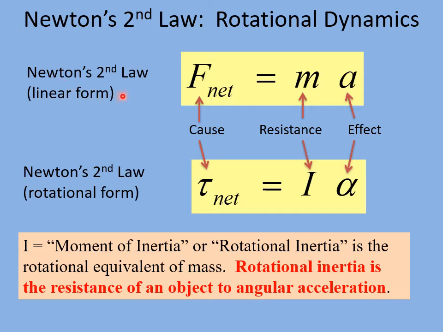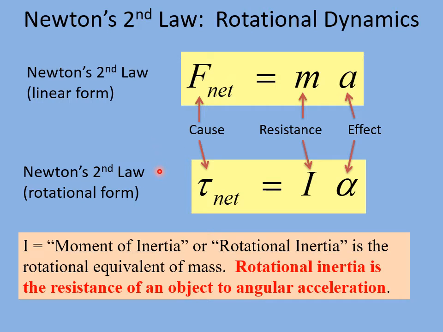By now we're very familiar with Newton's second law, F equals ma, or net force equals ma, which corresponds to the linear form, in other words, for objects moving in a straight line. In this form, the net force is what causes the acceleration a, and the mass of the object represents inertia, or resistance for the object to accelerate.